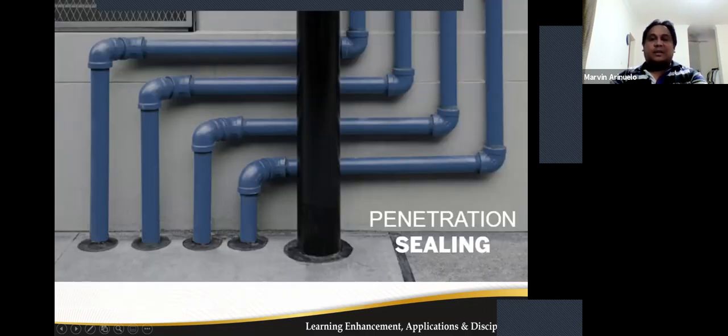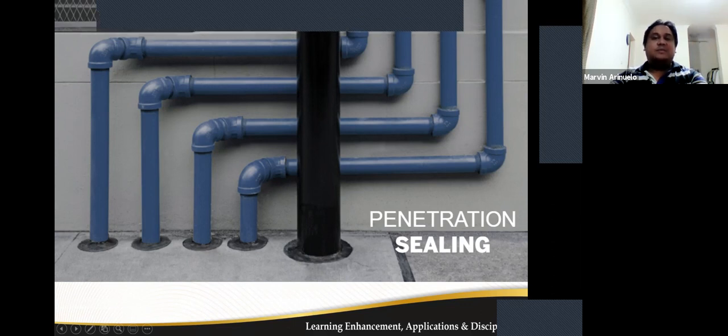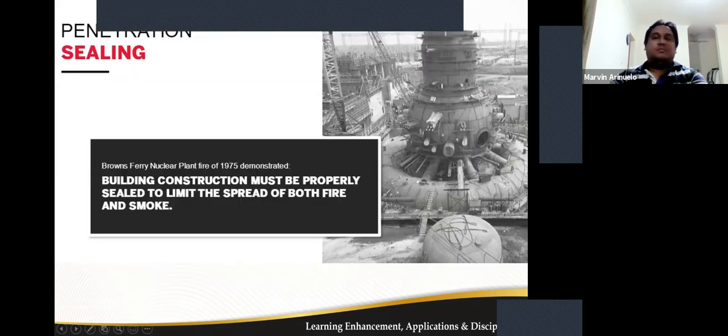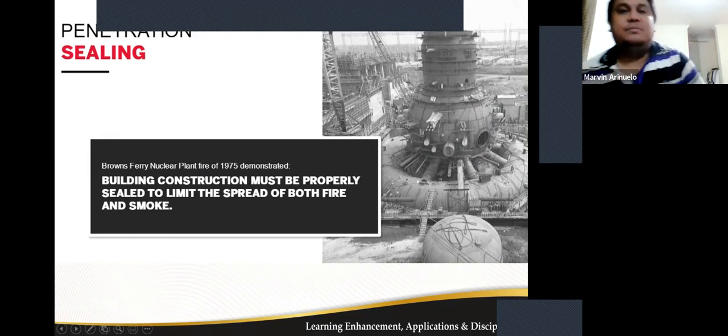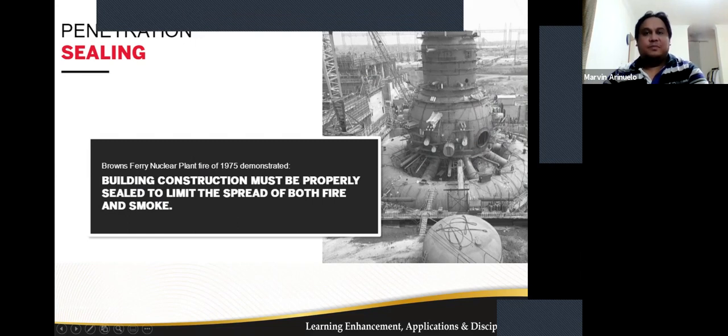And let us discuss the penetration ceiling, which is also a major cause of fire spread and smoke spread in the building. And the current standard is inspired by the Browns Ferry nuclear plant fire in 1975. This nuclear power plant demonstrated that building construction must be properly sealed to limit the spread of both fire and smoke, because materials used before 1975 to seal penetrations were found to be inadequate.